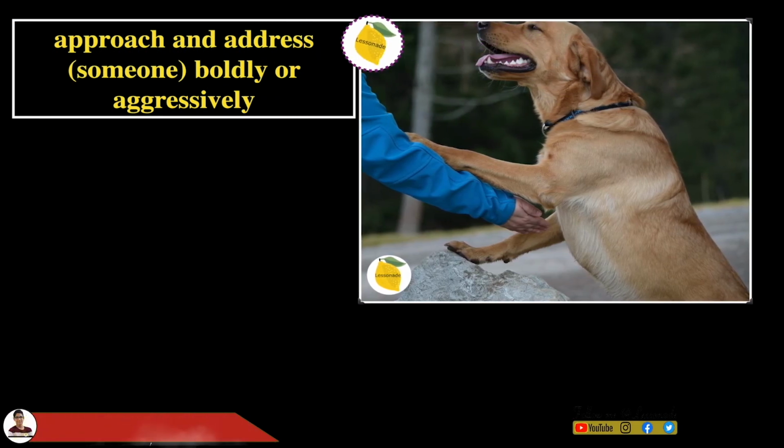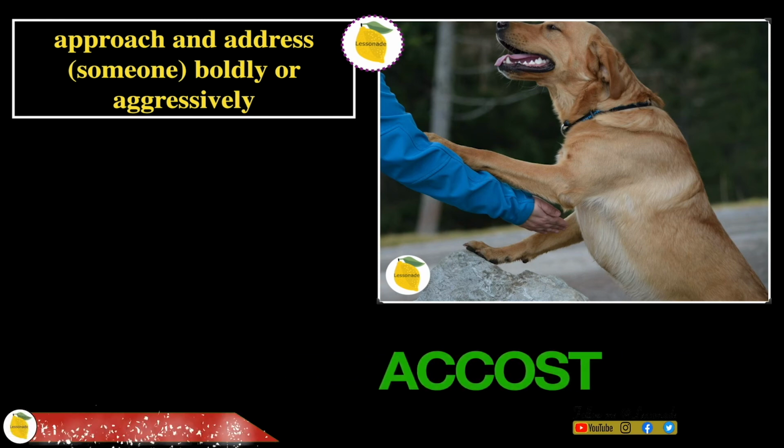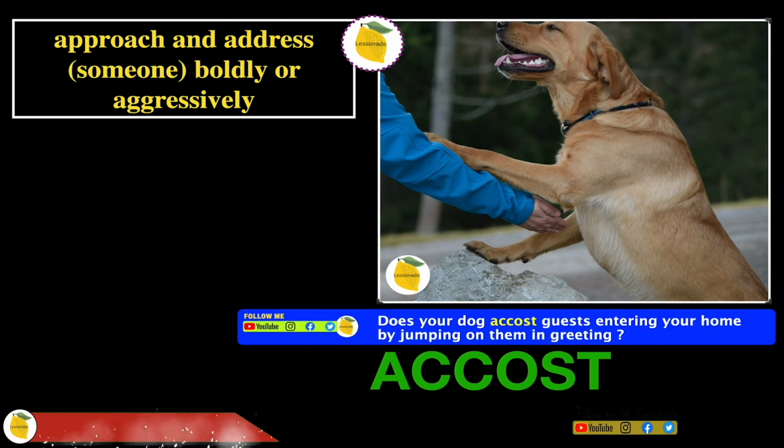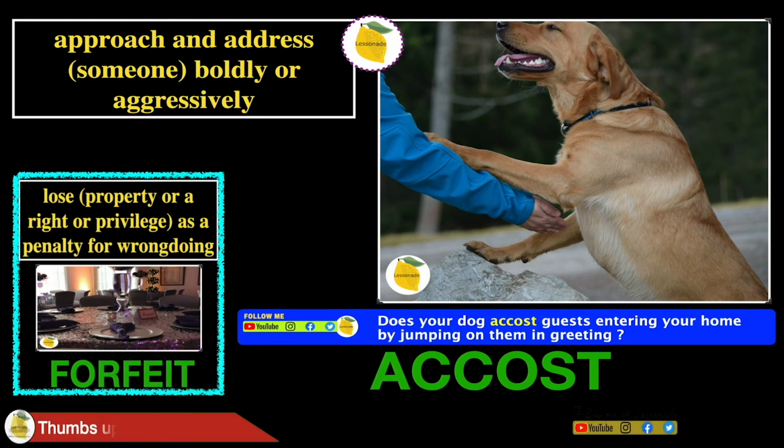The next definition we have is approach and address someone boldly or aggressively. In this picture, we can see a dog approaching a person boldly, and therefore the word will be accost. And the sentence for this word is, does your dog accost guests entering your home by jumping on them in greeting? So before we go on to the next one, let's try to recall the previous slide. And the word we learned on the previous slide is forfeit. Let's go on to the next one.